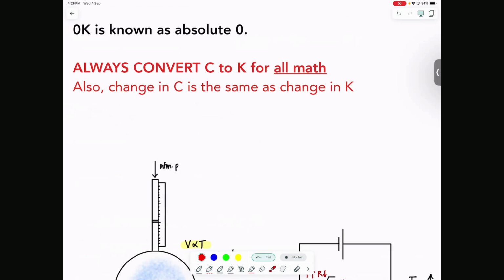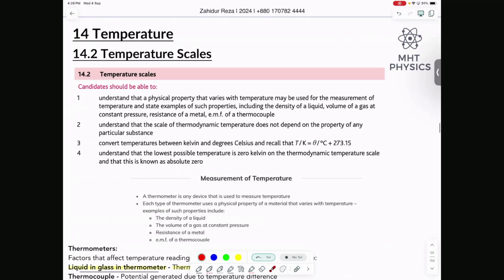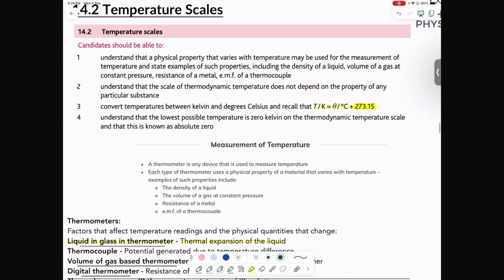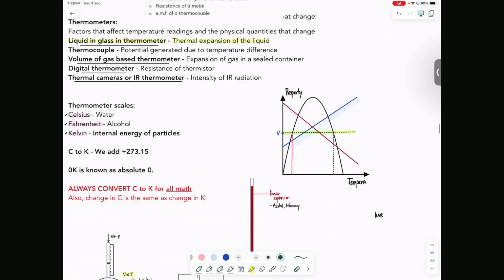I'll say, even if you think that you don't know what to do in the math, at least do the number conversion, degrees Celsius to Kelvin. There's always 1 mark for it, okay? And yeah, that is it. So just remember that in your A levels, the conversion is a little different. It is this one, 273.15. If you don't add the 0.15, you lose marks, okay? So be careful. So yeah, this is your temperature scale process.